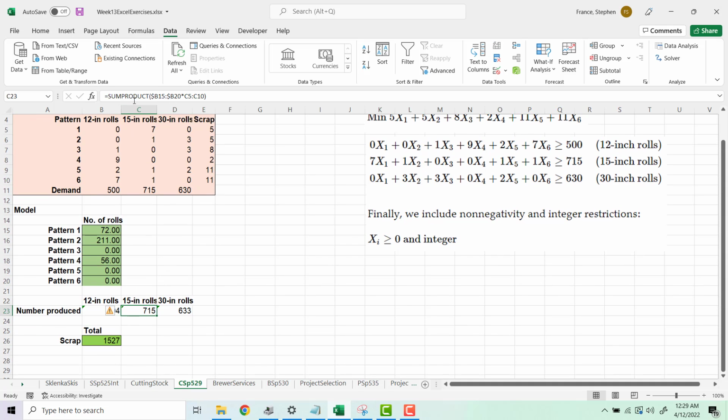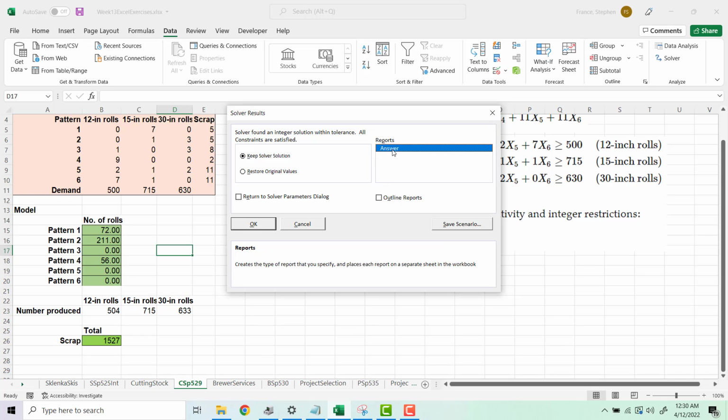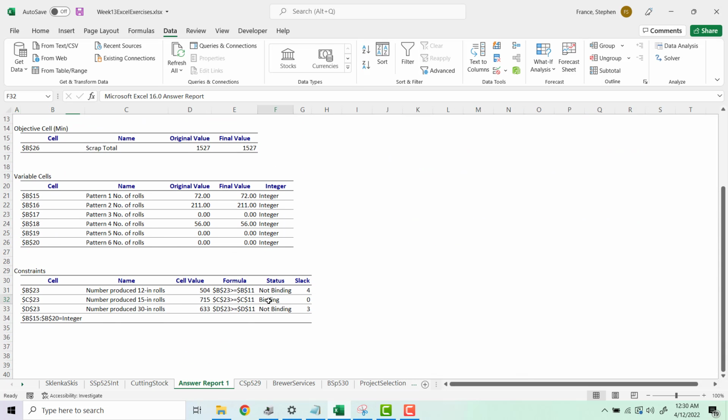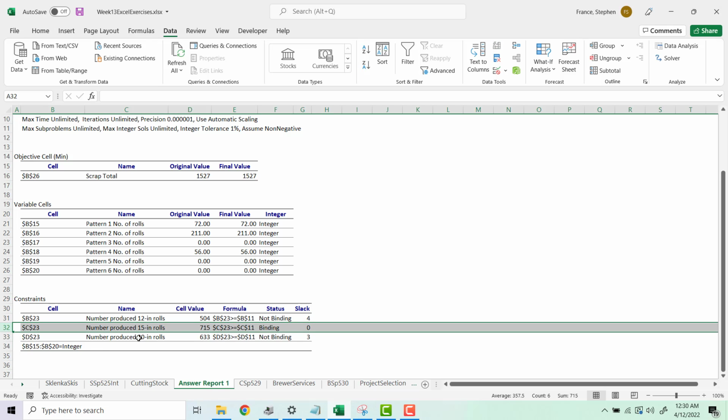And you see this is kind of our binding constraint. Because we're doing integer solutions, things like the shadow prices and reduced costs are not quite as important. We won't go through those, but you can see here that we have 715. So this is the binding constraint, and we also go over on the 12-inch rolls and over on the 30-inch rolls. Let me just solve. And again, because it's integer, you see we don't have the sensitivity reports, but we can get the answer report, and we get the results from it. We can see which constraint is binding, and it's the 15-inch constraint.